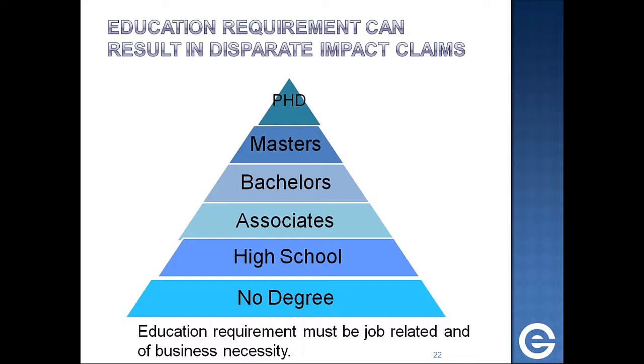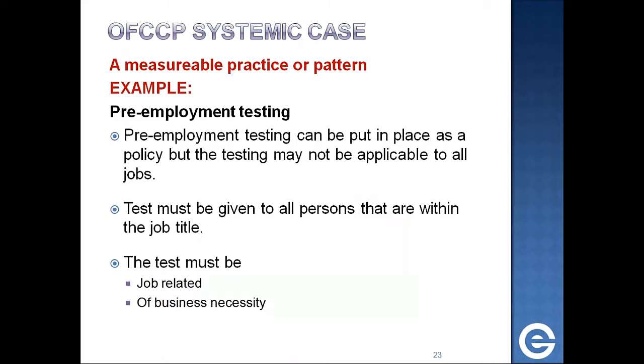The education requirement can result in disparate impact claims. Education requirements must be job-related and of business necessity. So let's say you have a warehouse type position or an operative position, but they do have to do some measurements and they have to be able to measure components. They maybe need to know fractions and decimals and all of that. So that may be a math test that they need to take. That is job-related and a business necessity. But if it is not, then you should remove that education requirement.